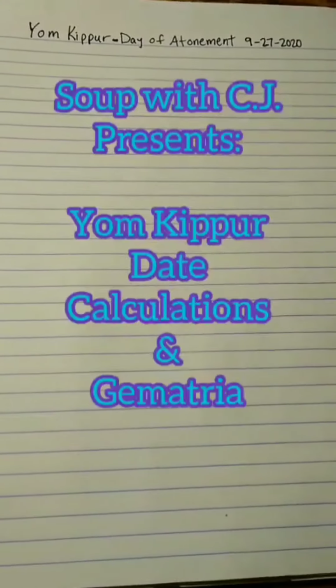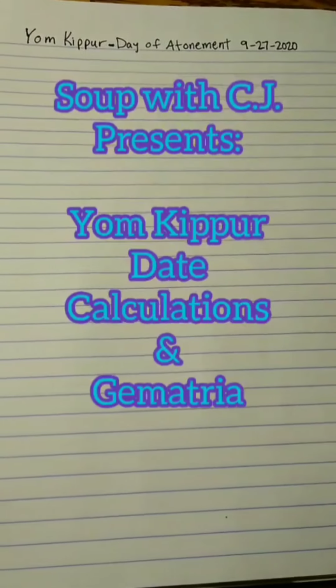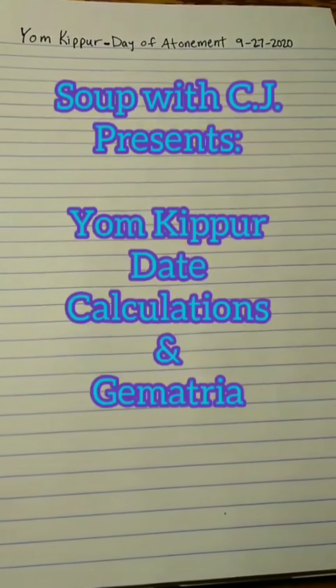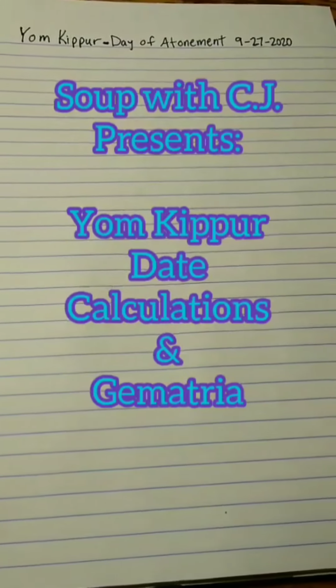Everybody. Well, it's Yom Kippur today at sundown, Day of Atonement, September 27th, 2020. And I'm going to be doing date calculations and Gematria for you for this date, 9/27/2020.